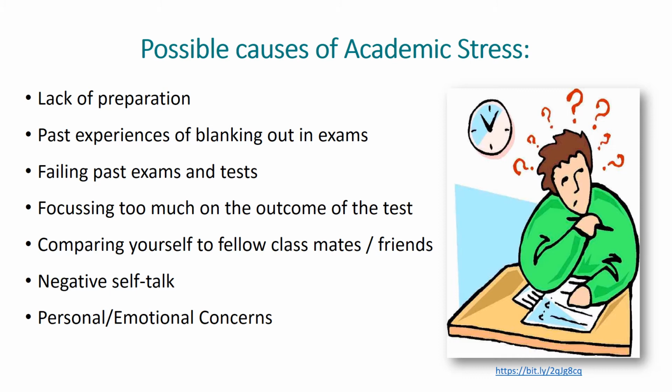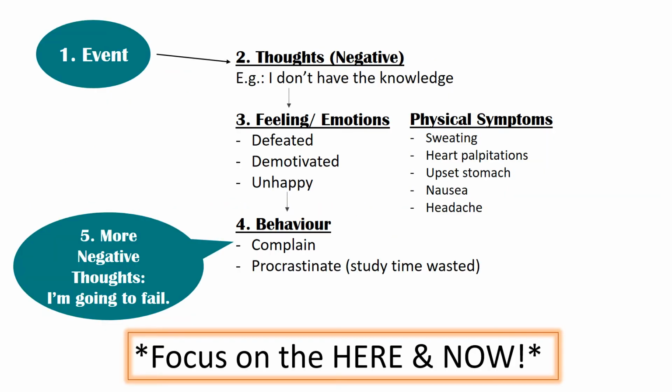For example, thinking a single test is a reflection of my whole academic ability, or comparing myself to fellow classmates or friends. Another example or cause of academic stress is engaging in negative self-talk, like I can't do this or I'm a failure. Finally, personal or emotional concerns can also lead to academic stress. Let us look at an example of how anxiety may affect you as a student.